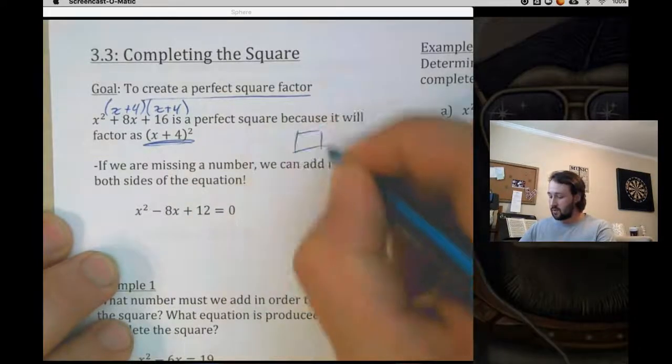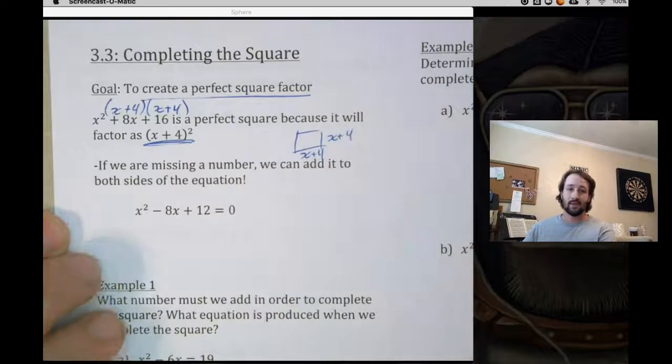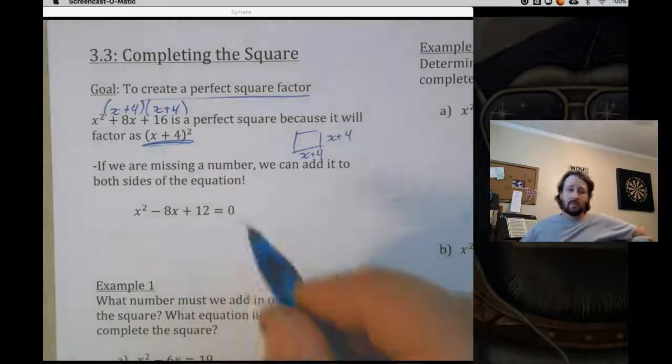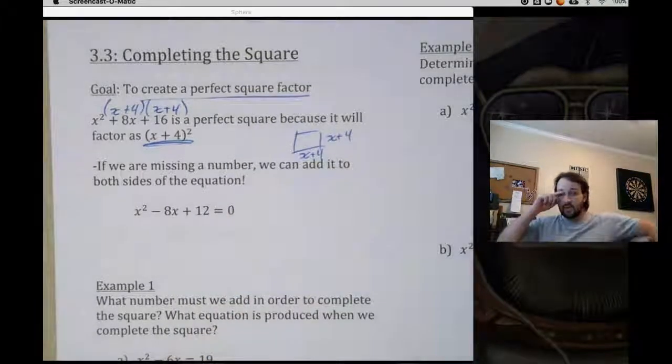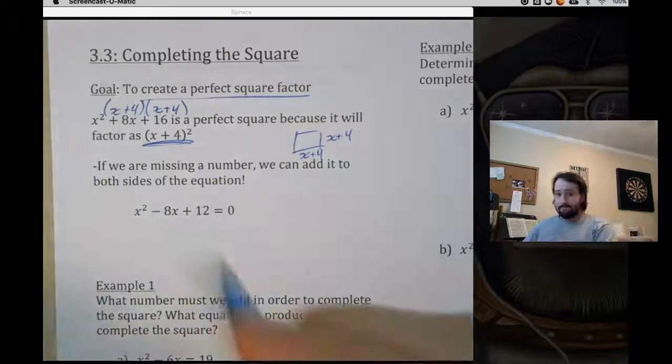If I were to draw a square, it would be x plus 4 on one side and x plus 4 on the other to find the area. That's why it's called a perfect square. So in this one, if we're missing something to create a perfect square factor, we can add it to both sides of the equation to help us solve more easily.